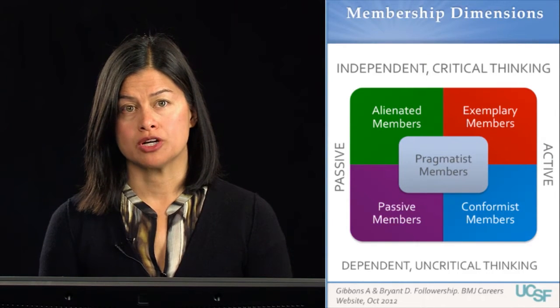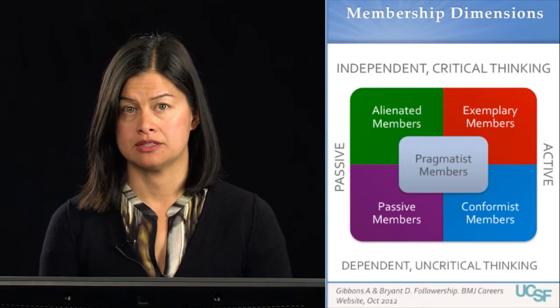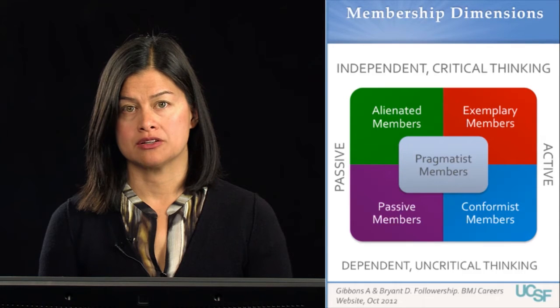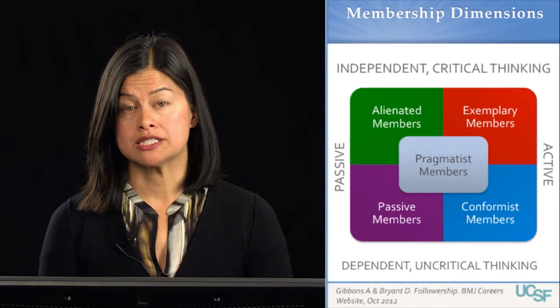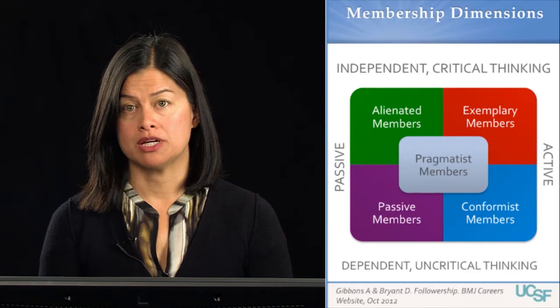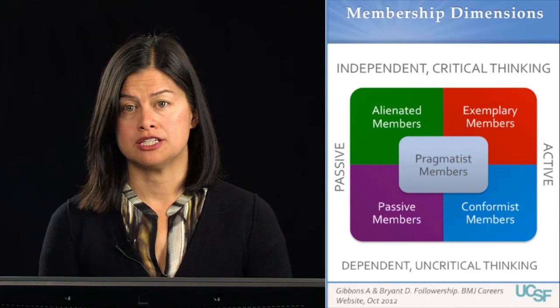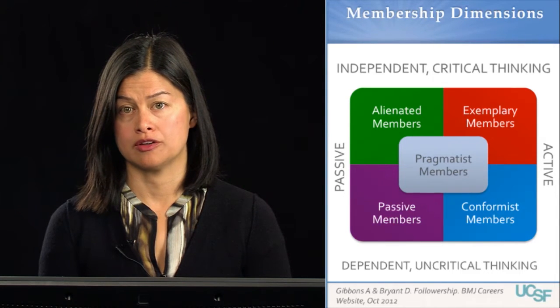Here is one membership framework from an article by Gibbons and Bryant published on the BMJ Careers website. It defines 5 styles of team membership along 2 dimensions. One dimension relates to the degree of engagement, active versus passive, and the other relates to independent thinking, independent critical thinking versus dependent uncritical thinking, shown here on the bottom.